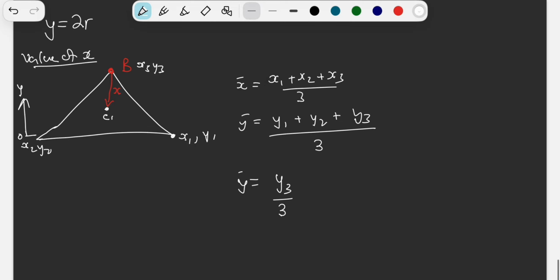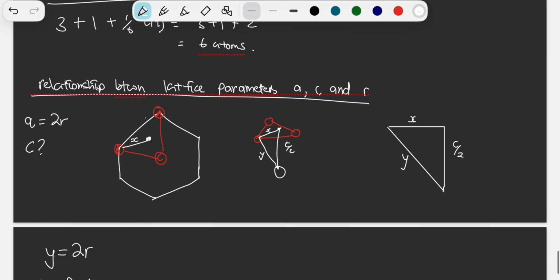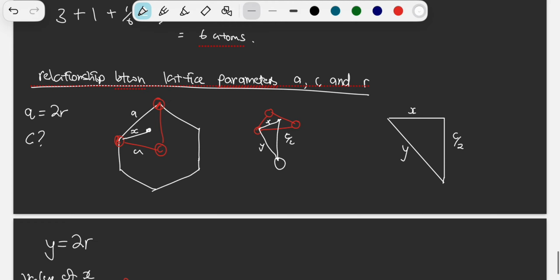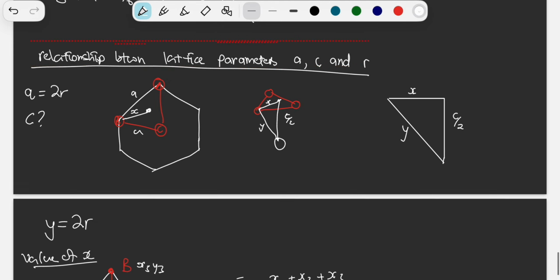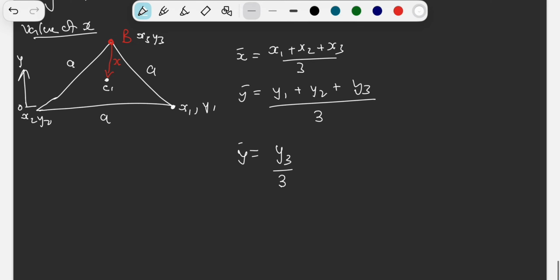Okay, but you know the height, right? So you know that from these corner atoms, this is A, this is A, this is A, because you're looking at a triangle like this. So it's A here, A here. So it's basically like an equilateral triangle has equal sides. So you can find the value of the height, y3, right?